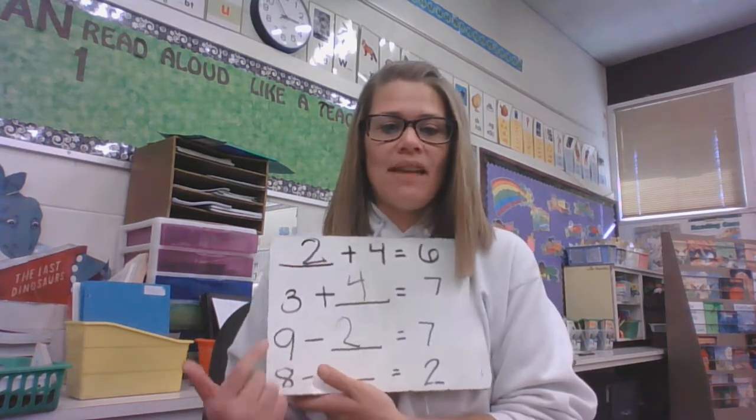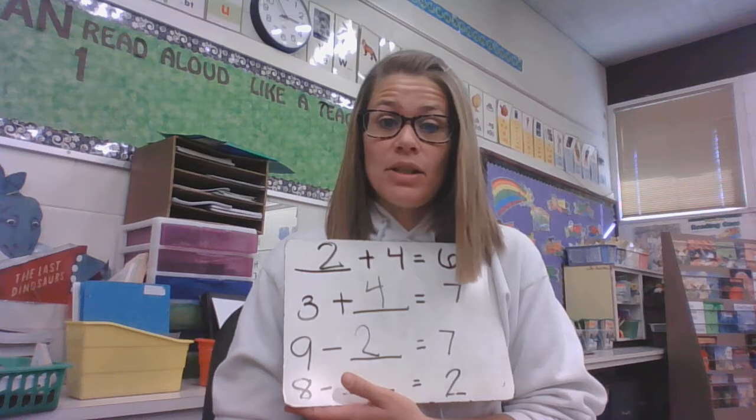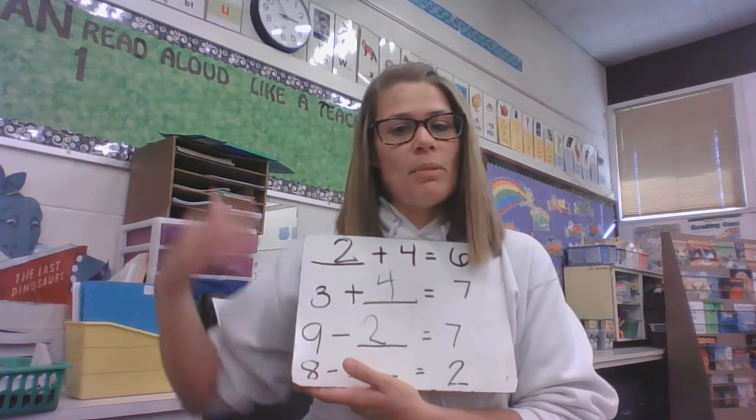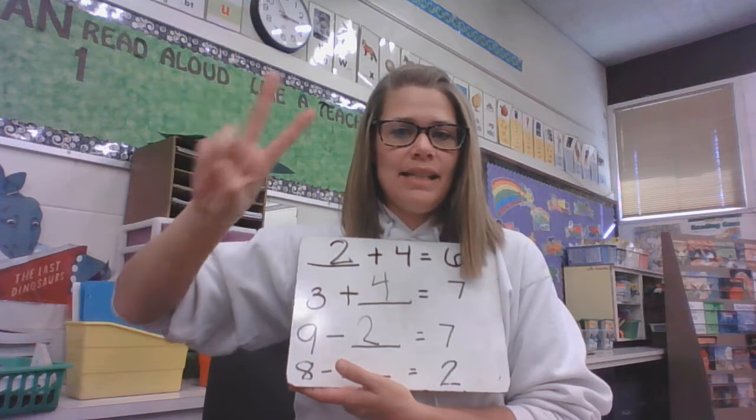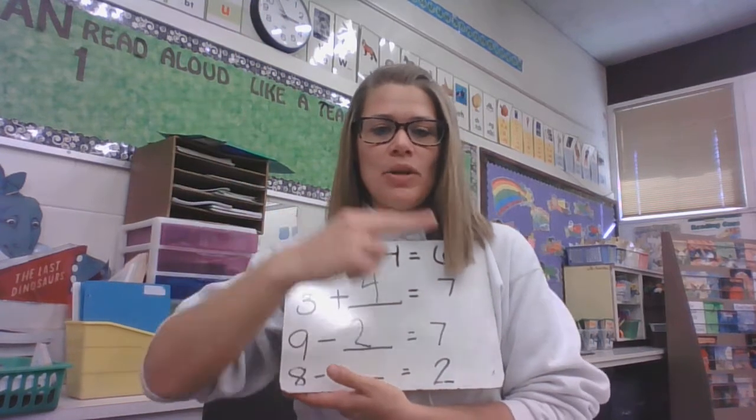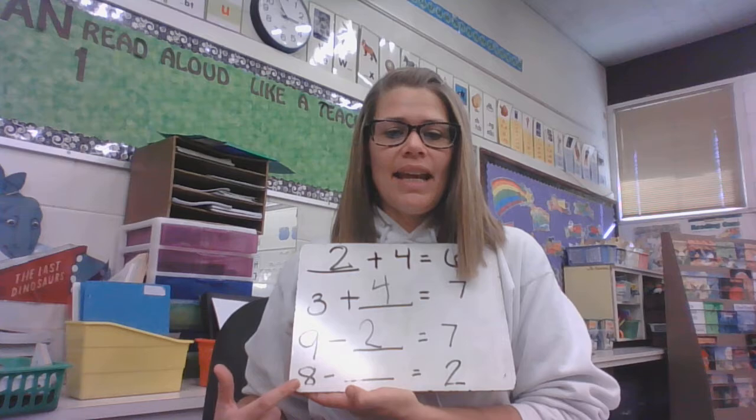So 9 take away 2 must equal 7, but let's double check that. I'm going to use my counting back strategy. I'm going to put 9 in my head and count back. 9, 8, 7. Yes, I counted back 2. I landed on 7.